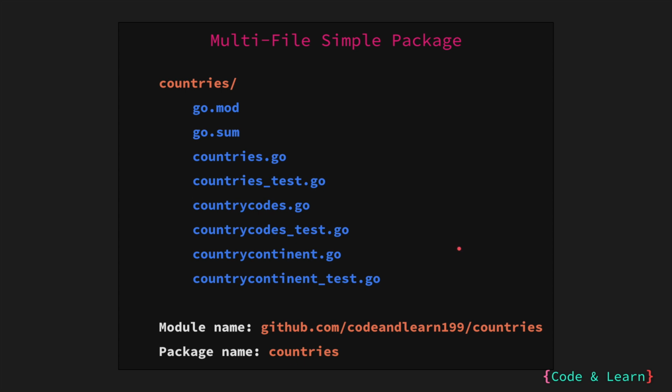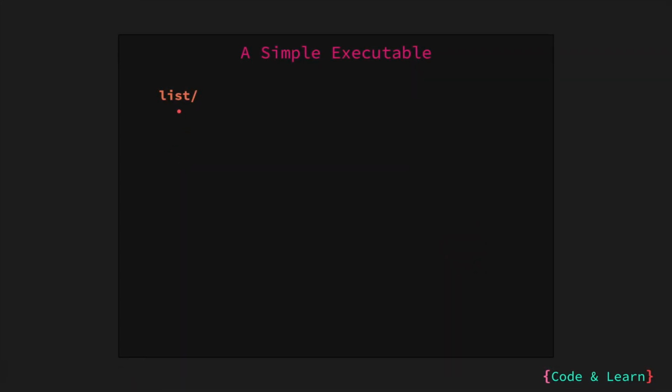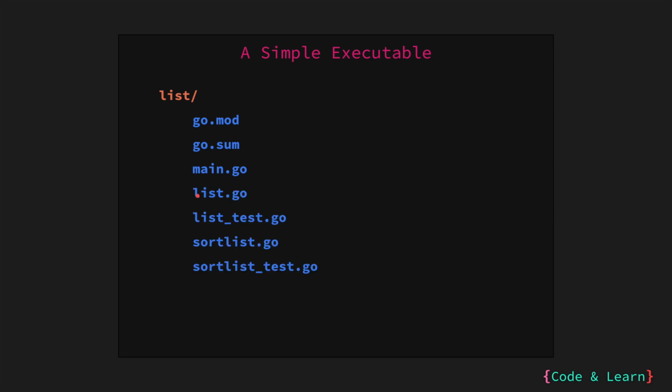Next up, let us look at a simple executable or a program that executes. This time we have the root directory list, which will also be the module name. Inside it, we have the usual go mod and go sum file. Then we have the main.go, in which we will have the main function or the entry point for our Go program. Then we have multiple files where different functionalities live. For example, we can have list.go, which has list structure, and then sortlist.go, which sorts that list structure. We have divided them logically into different files, but again, they still live under the same package name.